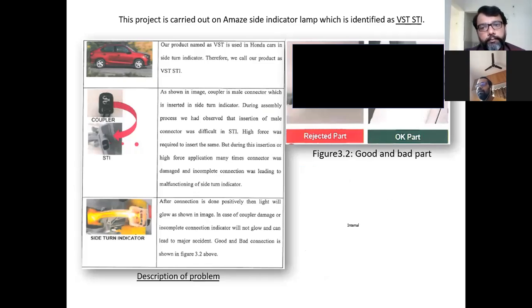If I can explain what STI means, it's a side turn indicator. What is incomplete fitment here? Incomplete fitment means, as I explained earlier, if it is correctly fit, the lamp will blow, otherwise it will not blow. That is one straightforward statement we can put here. And what is the impact of this coupler fitment of STI? As I explained before, the major impact is the safety impact, and it will also increase our poor quality cost.